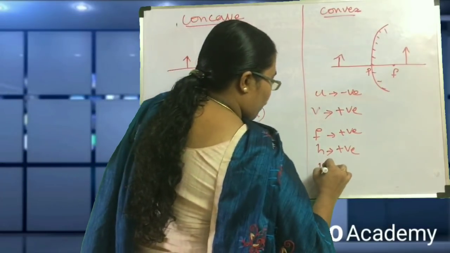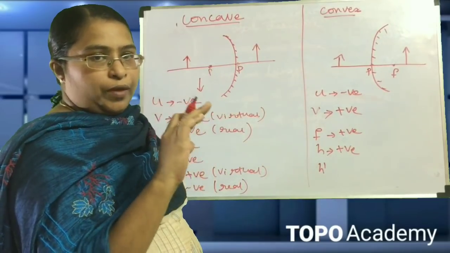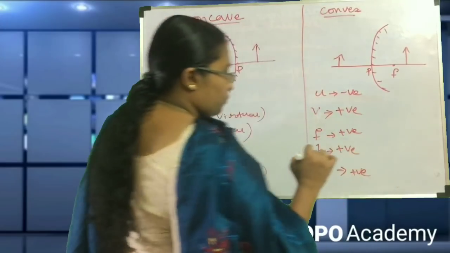So what about the convex mirror? In all the cases of convex mirror, we are getting a virtual image. So in this case, it is always positive.